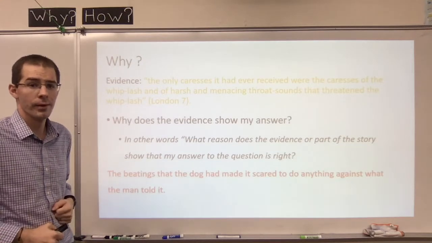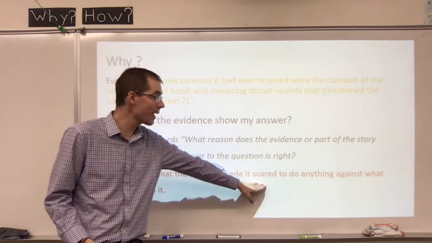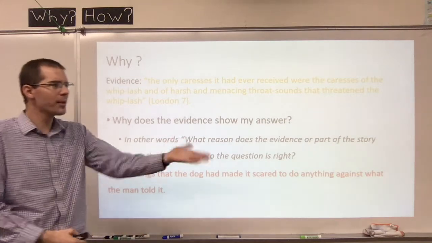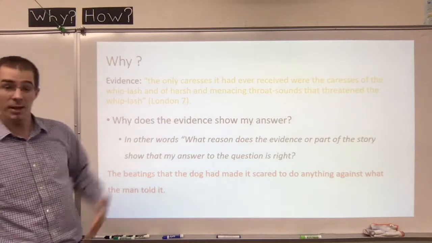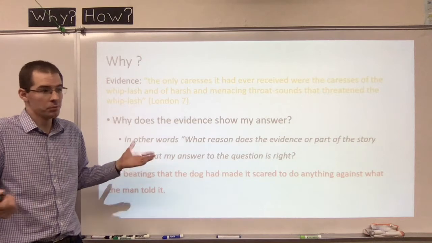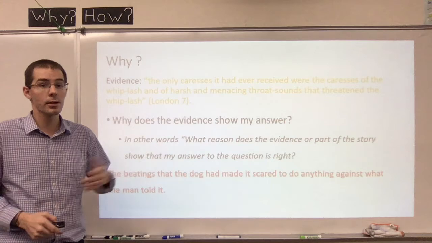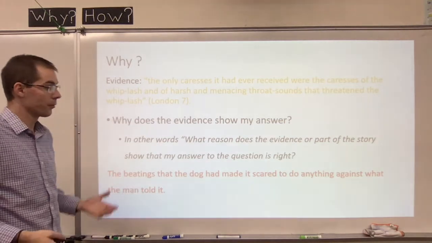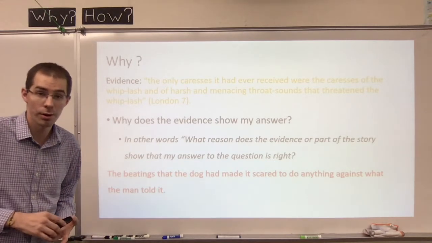Here's my reason. The reason is the beatings that the dog had made it scared to do anything against what the man told it. Does that make sense? If someone gets beat or gets hurt by somebody else, are they going to be scared to do something for that person later? Probably. Some people, maybe not, but for a lot of people, and animals especially, if they get beat, they get scared to do something. So, it makes sense that if he's getting beat, the reason why he's scared is because he's getting beat, and he doesn't want to do anything to get hurt.